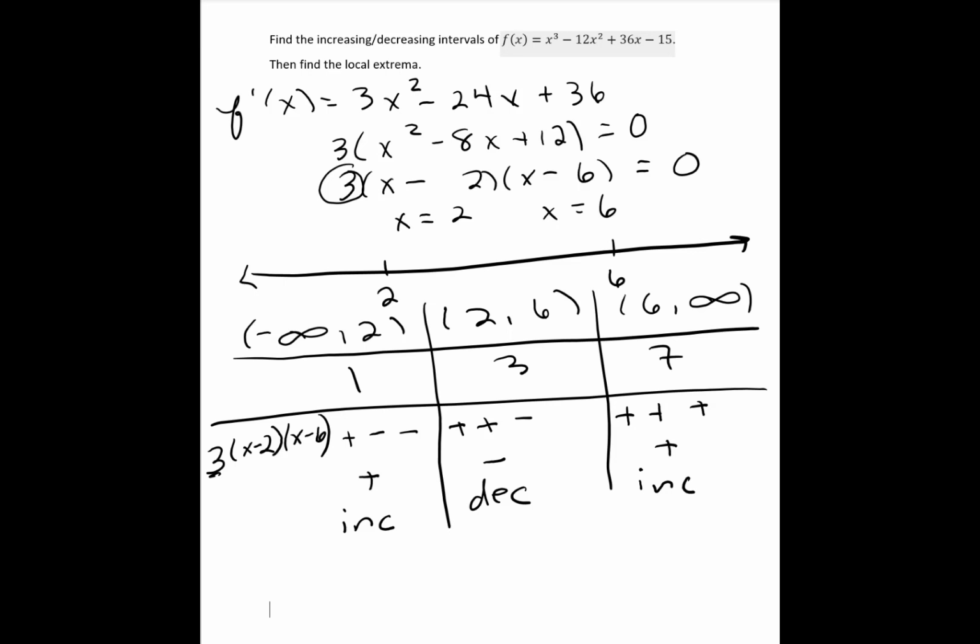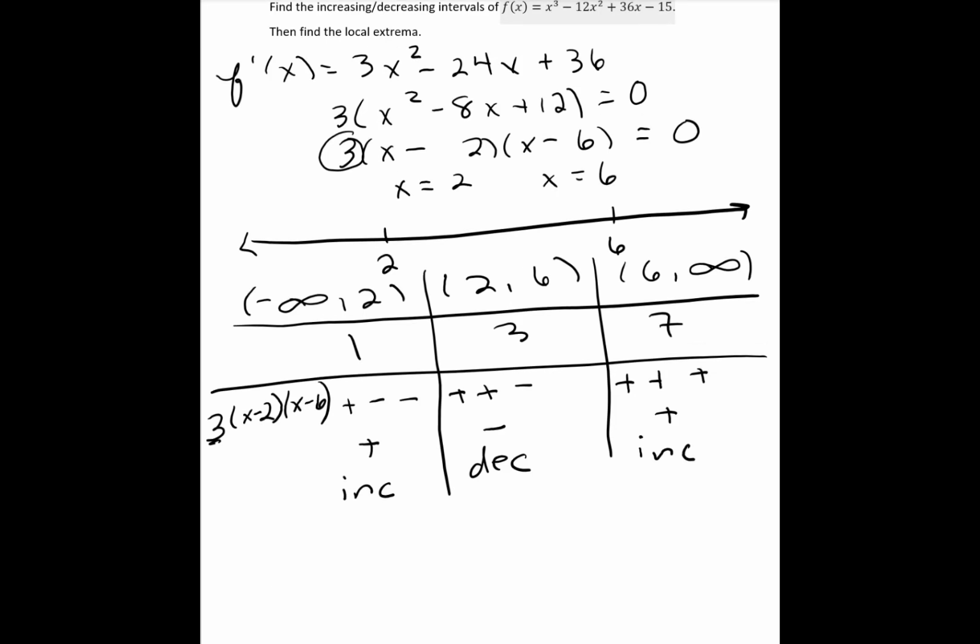Just again, pointing out, what are we doing? We're only testing the sign. We don't care about what number the derivative is. But if you wanted to, you could always plug the derivative in. I could put 3x squared minus 24x plus 36 into Desmos or something. Plug in 1, plug in 3, plug in 7. Get the positive, negative. That would work also. So now I know my increasing, decreasing intervals.